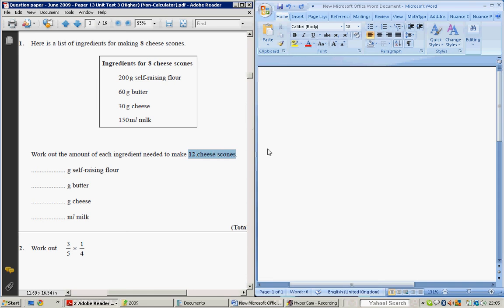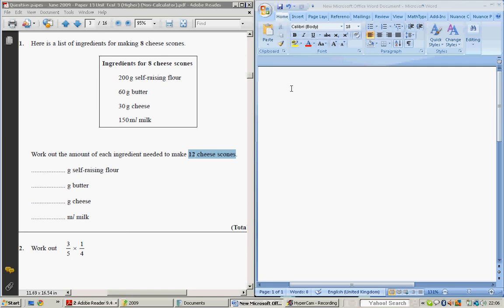Another way to make 12, maybe an easier way, would be to half 8, which would give us 4, and then times that by 3, which would give us 12. So this is for 8 cheese scones. We could halve all of these to tell us how much we would need for 4 cheese scones, and then just times those by 3 to find out how to make 12 cheese scones, because 4 times 3 equals 12. Okay, I think I'll do it that way because it seems easier.